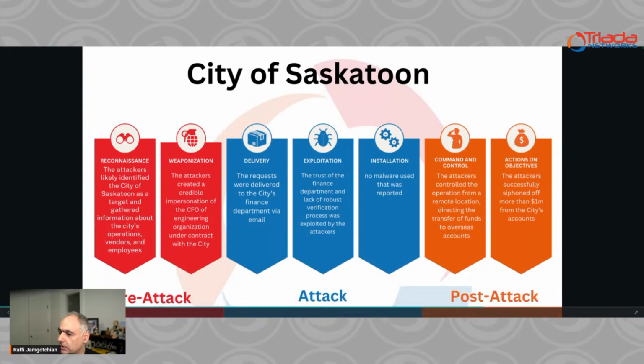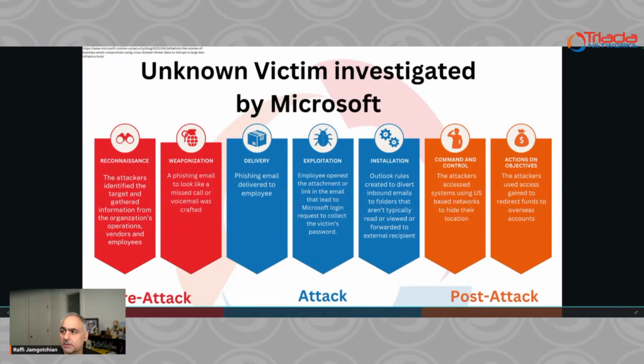If we look at our next example, this was something that was reported by Microsoft as part of one of their investigations. And there are some interesting points along the way that we want to touch on, because we're seeing this very similar pattern, and you'll see it in our third example, where attackers again identify the target. They created a phishing email.